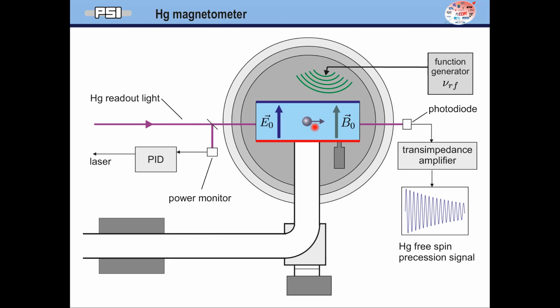Now, inside the experiment, the mercury atoms absorb part of this light, and we see very characteristic free precession signals from the mercury that allow us to measure the magnetic field, which is very important for this experiment. So to read out the photodiode, we need a transimpedance amplifier, so basically an amplifier that converts a current to a voltage in order to digitize this signal as good as we can. And so those are all components we have seen in our lecture.